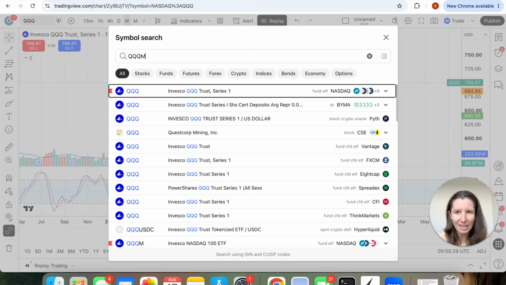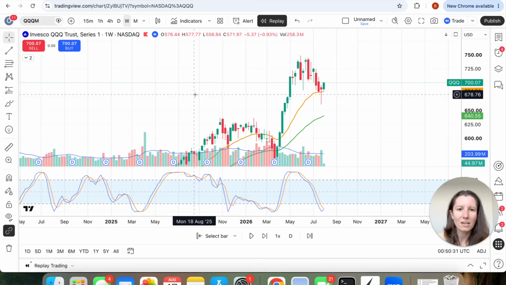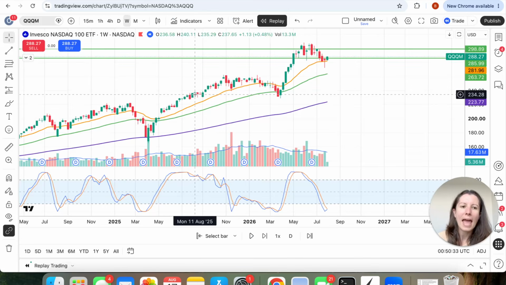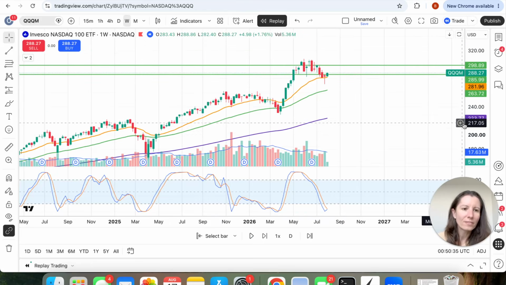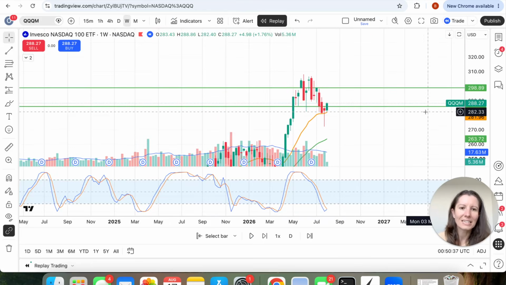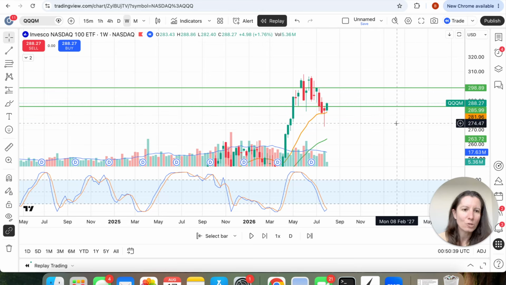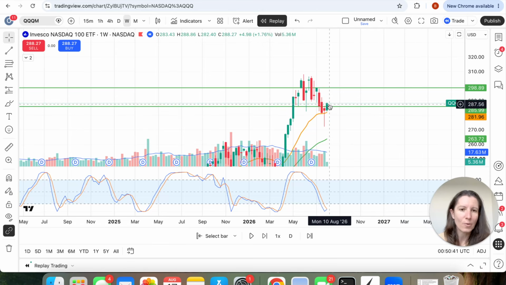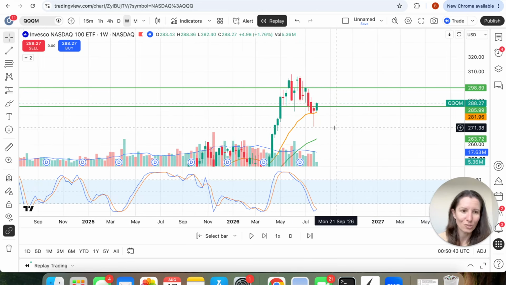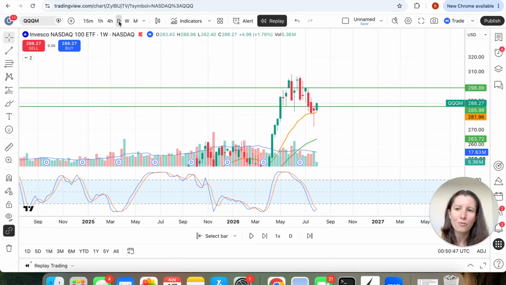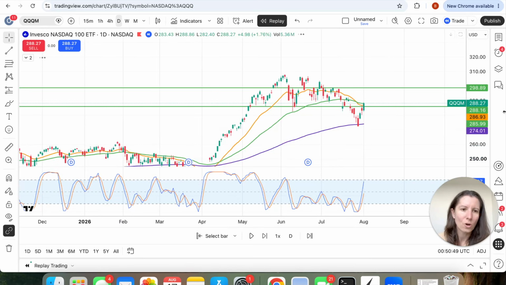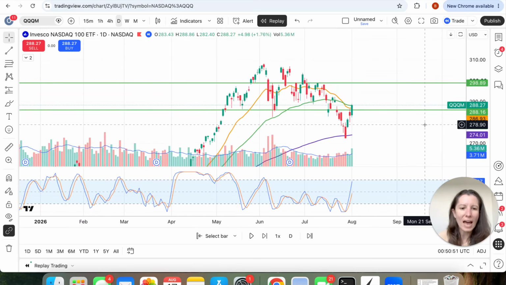So instead, I traded QQQM. At the time of entry, it was trading at $288 rather than 700 odd. So the first thing to do is not to look at, oh, I want to go and buy a 365 DTE or I want to go and buy a 0.7 delta or anything like that.